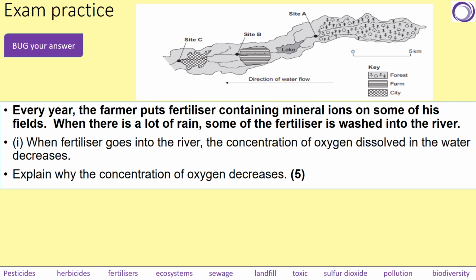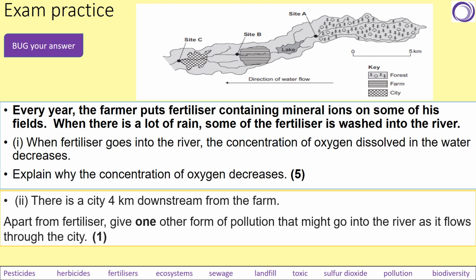Here's the second part of the question. There is a city 4 kilometres downstream from the farm. Apart from fertiliser, give one other form of pollution that might go into the river as it flows through the city. And this is worth 1 mark. So, because this whole question is worth 6 marks in total, it's going to need 6 minutes of your time. So I'm just going to ask you to pause the video here for 6 minutes and then on to the next slide for the answers. Off you go.